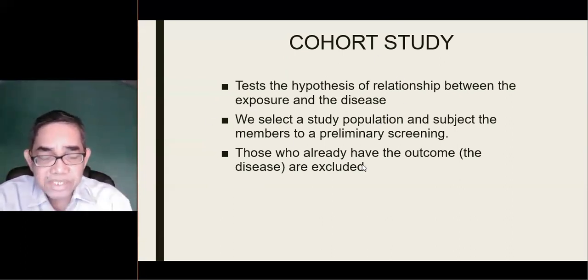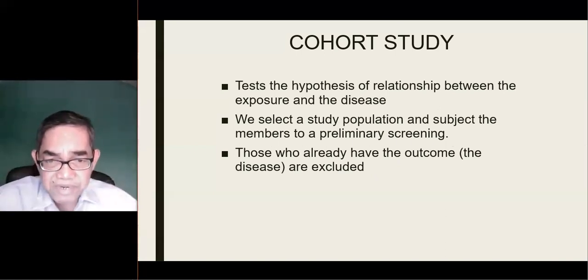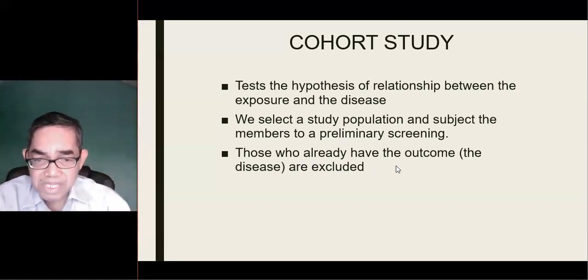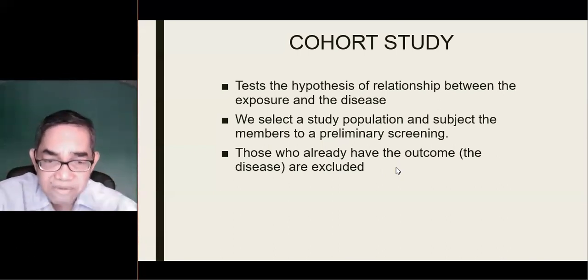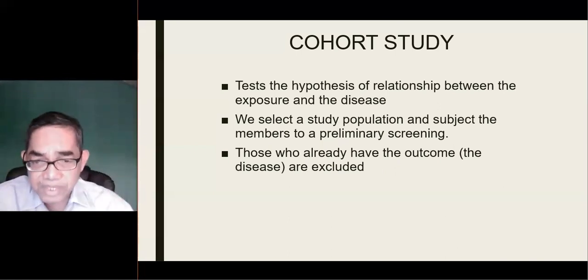But in a cohort study, we select a study population and then subject the members to a preliminary screening. So there is a preliminary screening in a cohort study. And those who already have the outcome, meaning those who have the disease, are excluded. People who have the disease are excluded. They cannot be part of the cohort study.